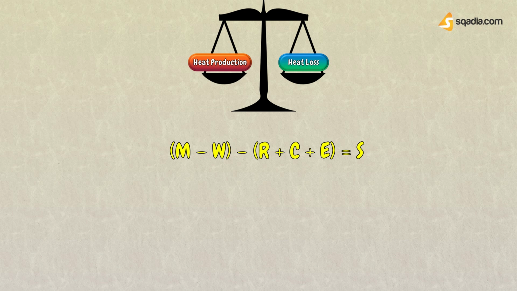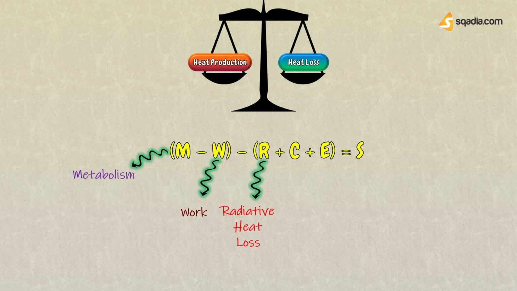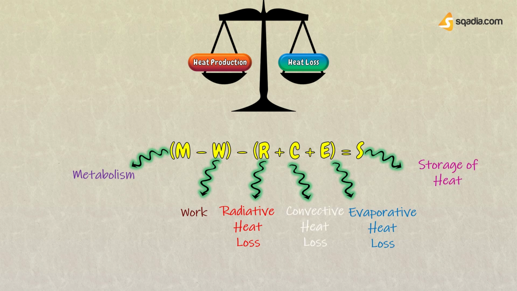mass is as follows. In this equation, M is for metabolism, W is for work done in the environment, R is radiative heat loss, C is convective heat loss, E is for evaporative heat loss, and S is for storage of heat. But what is meant by these terms, convective and evaporative?